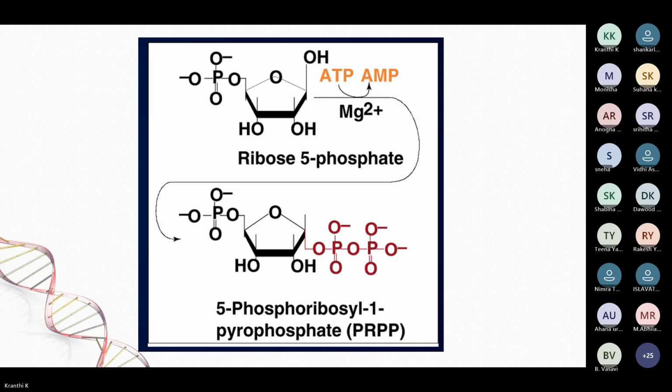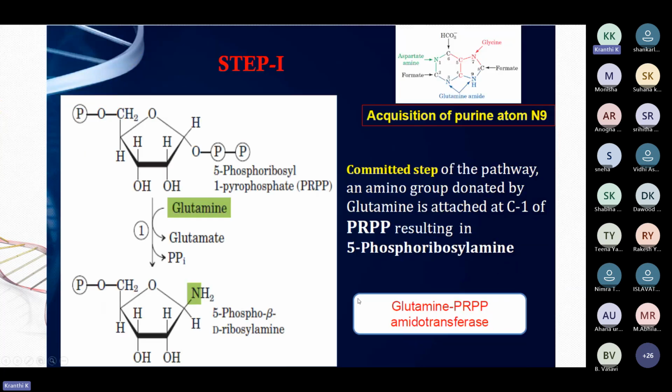5-phosphoribosyl 1, or we also call it alpha, pyrophosphate, PRPP. So initially what happens? The pentose sugar with phosphate, with the ATP, this structure will form. What is this structure called? The 5-phosphoribosyl alpha pyrophosphate, or 1 pyrophosphate. Then from here, the next step will start.